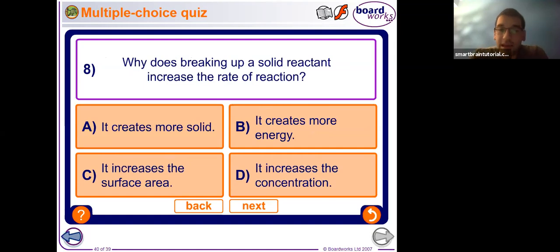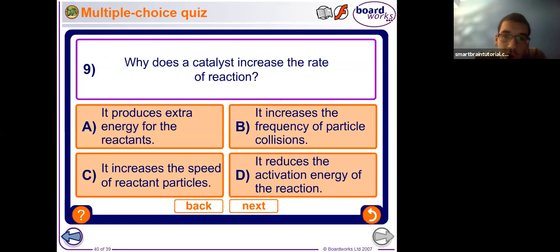Okay, why does breaking up a solid increase the rate of chemical reaction? C. It increases the surface area. Yes. Why does a catalyst increase the rate of chemical reaction?